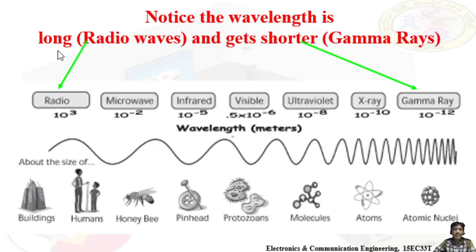Next, you see the wavelength is long in the radio wave but gets shorter in the gamma ray. You can see this is the frequency. The starting frequency is very low. If you increase the frequency, the wavelength becomes short, but here the wavelength becomes long. Therefore, in the radio wave the wavelength is long, but in the gamma ray the wavelength is short.